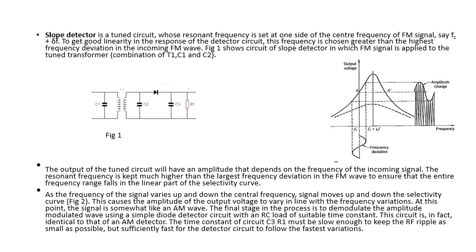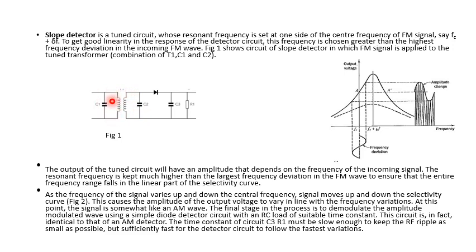The slope detector is a simple tuned circuit. A tuned circuit is a circuit containing a combination of an inductor coil and a capacitor. So there are two tuned circuits in this circuit of the slope detector. This is the primary coil and this is the secondary coil. Across the primary coil, capacitor C1 is connected. So this is one tuned circuit. And across the secondary, another capacitor is placed. So this is the second tuned circuit.